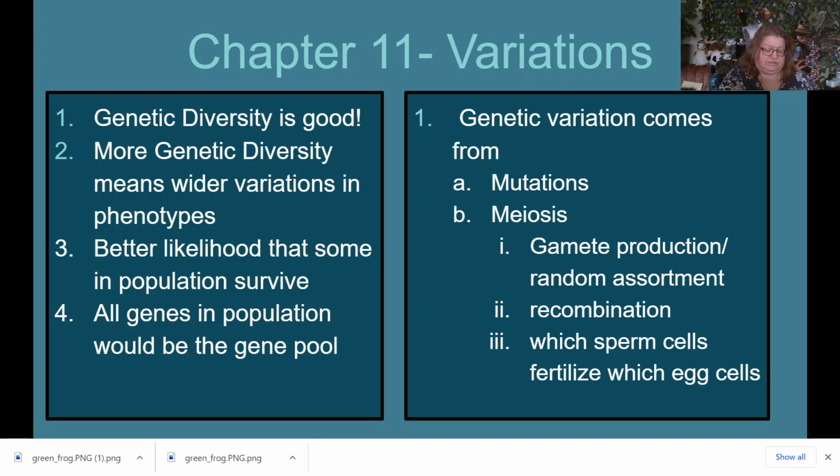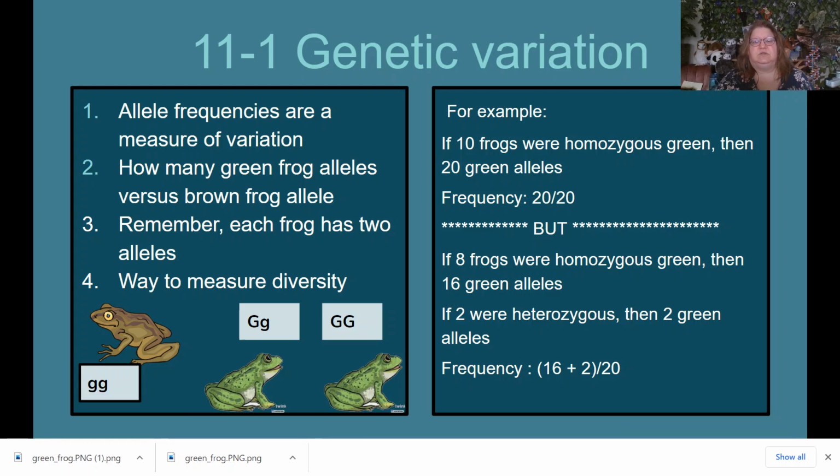So what does this then mean for our populations? Let's take a look at this and remind ourselves what an allele is and what we might refer to as allele frequencies, because that's going to help us measure what's going on. As we're talking about natural selection and evolution, let's get a hold on how we can actually measure this, and that's going to be our goal. So allele frequencies are a measure of the variation in a population.